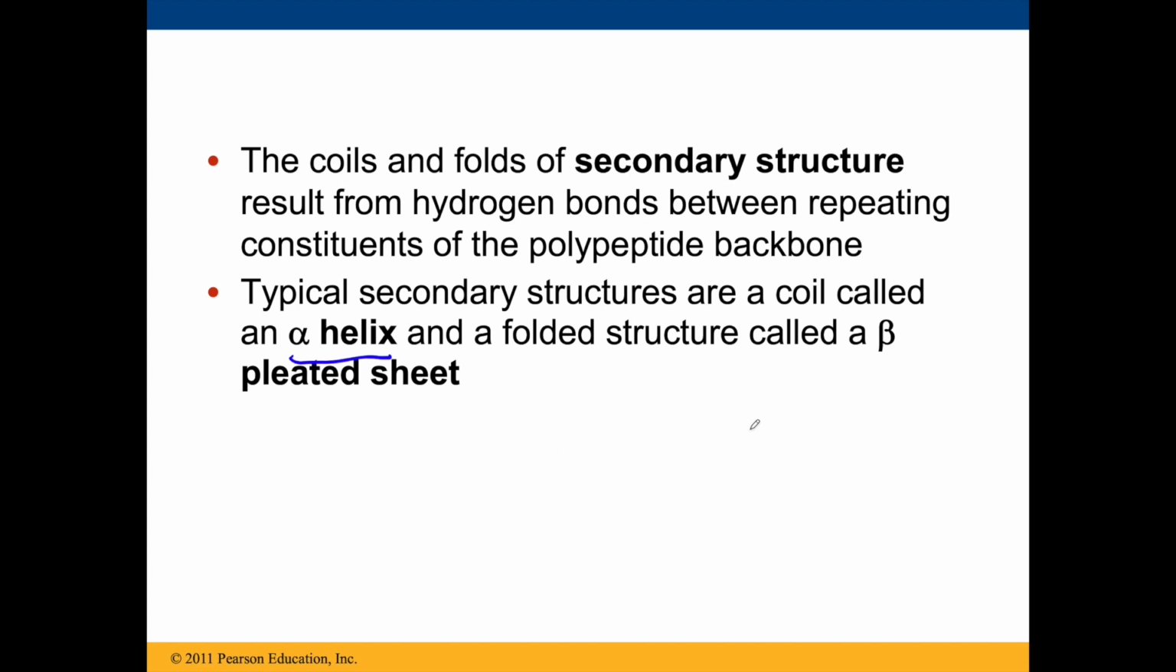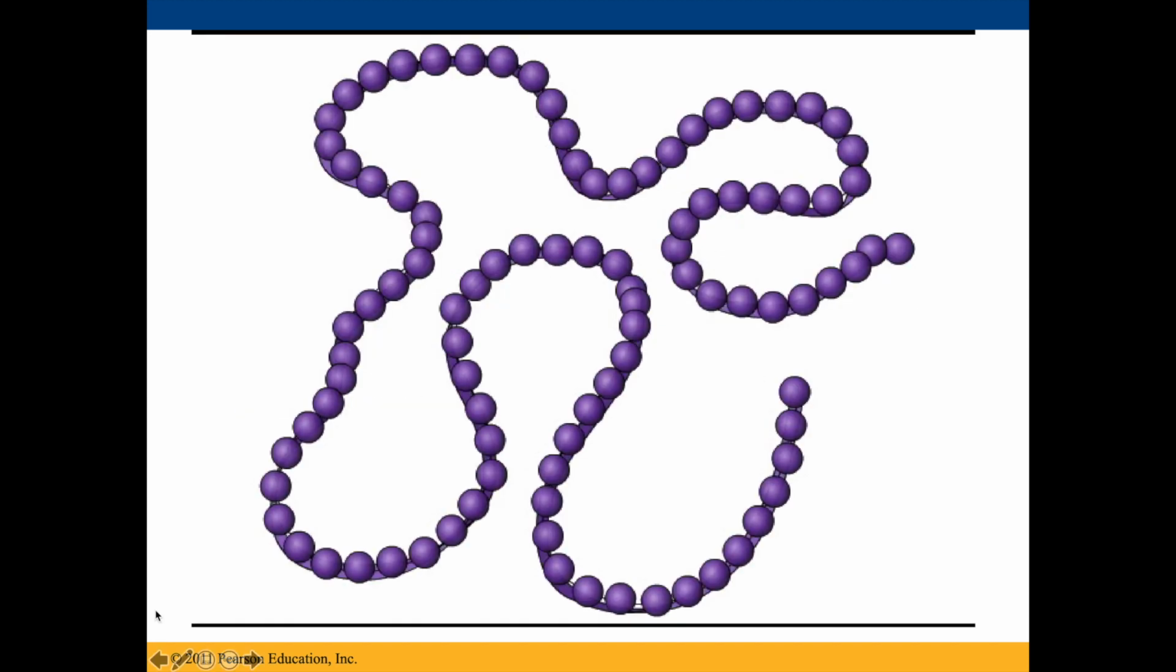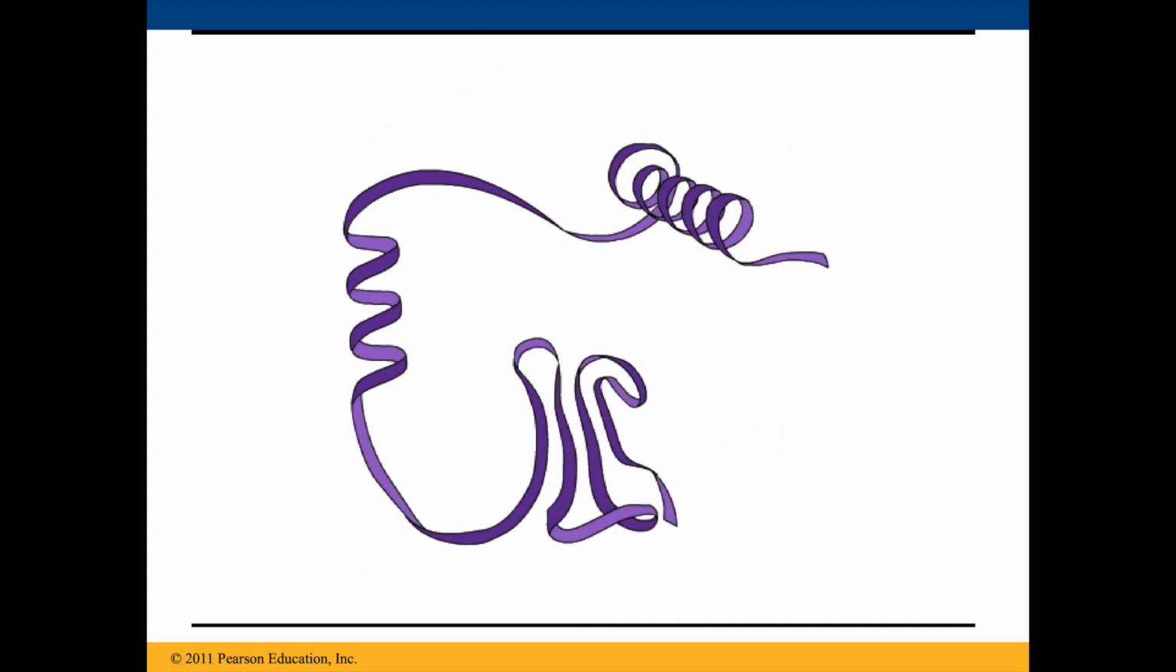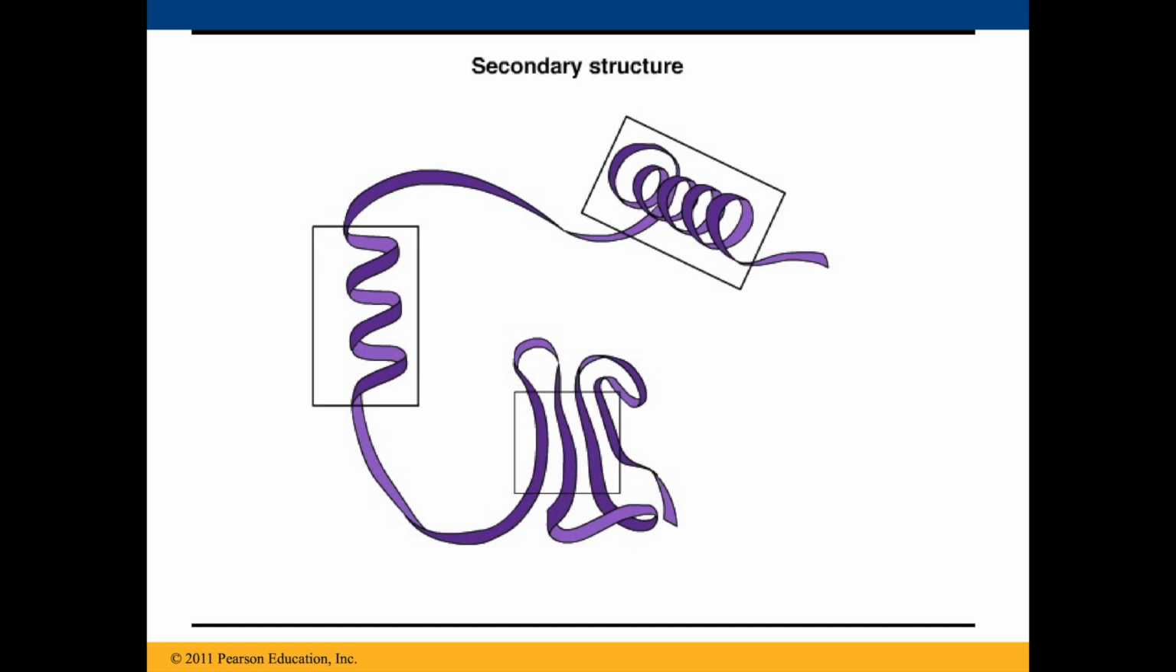Or you could take that chain of beads and you could fold it on itself, and that would be the other type of secondary structure called a beta pleated sheet. In most proteins, parts of the polypeptide chain are coiled or folded, forming twists and corrugations. This is secondary structure. The turns and folds of secondary structure contribute to the protein's overall shape. One kind of secondary structure is the alpha helix, where the chain twists. Another is the pleated sheet, where the chain folds back on itself, or where 2 regions of the chain lie parallel to one another.